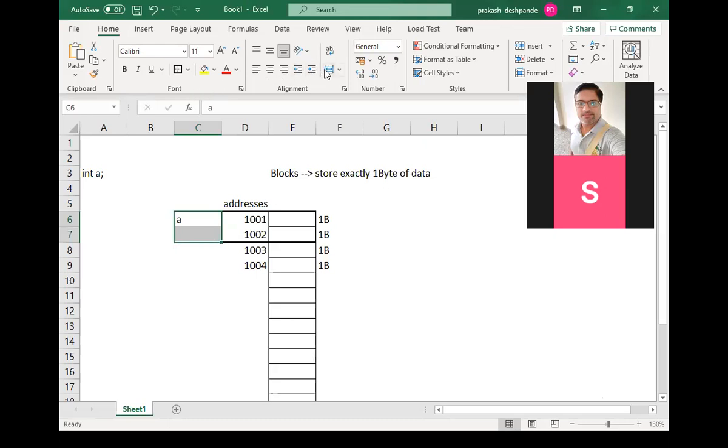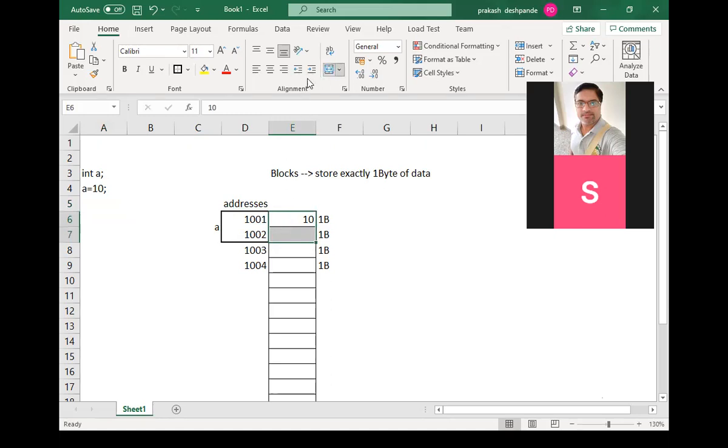Let me put it properly so that you can better understand. Now a means the 1001 memory block and the 1002 memory block. These 2 memory blocks are allocated for the variable a. Suppose next time you perform some operation like a equals 10, then what is going to happen? The computer will say, okay, the identifier a which has been allocated memory blocks, in those memory blocks you go and store the value 10. That means the 10 will be stored in these two memory blocks.